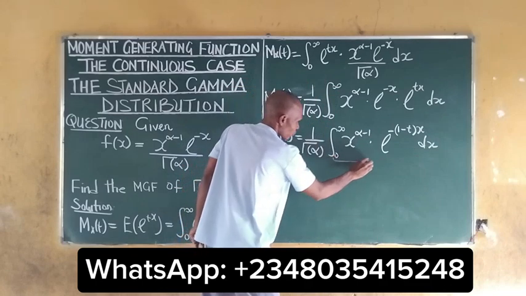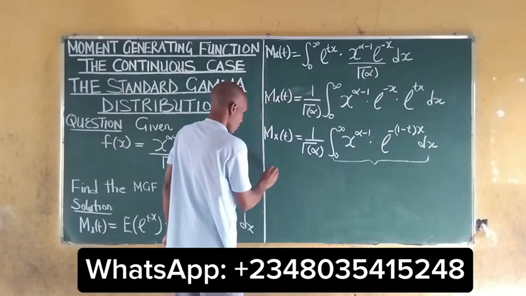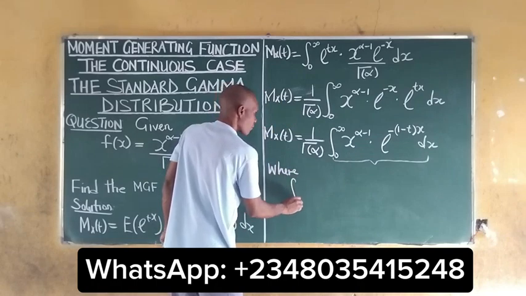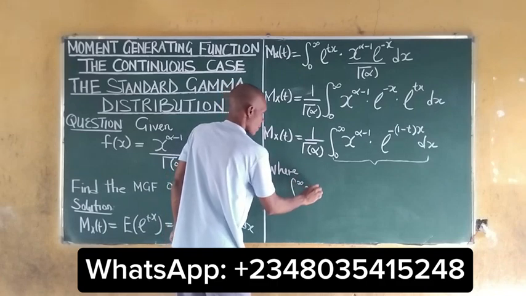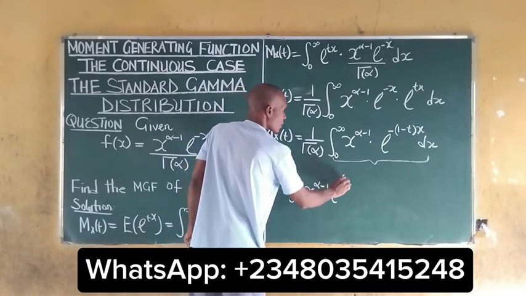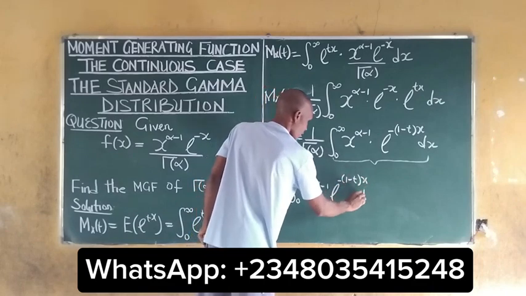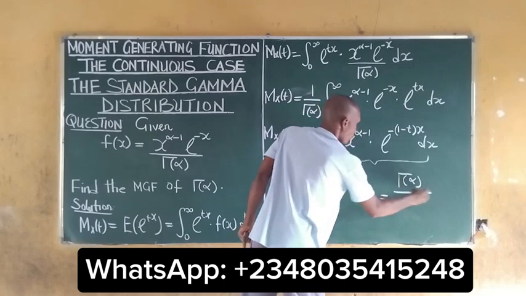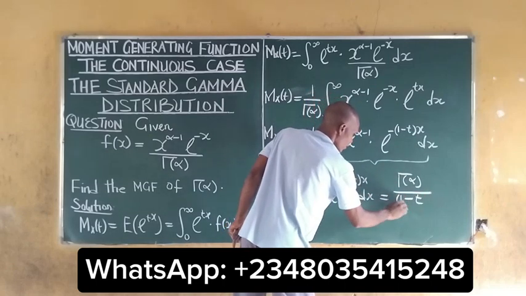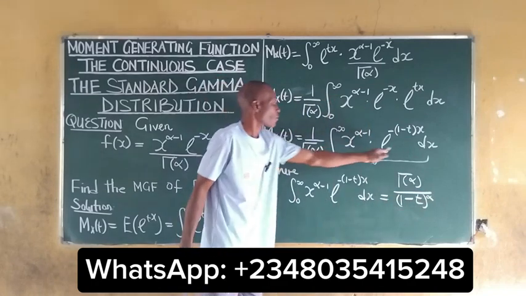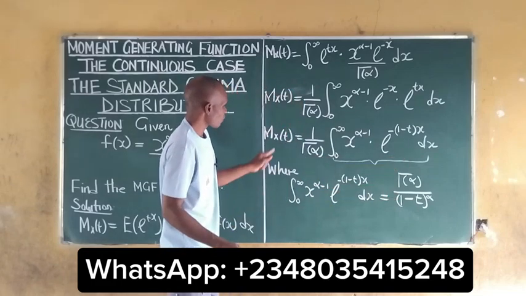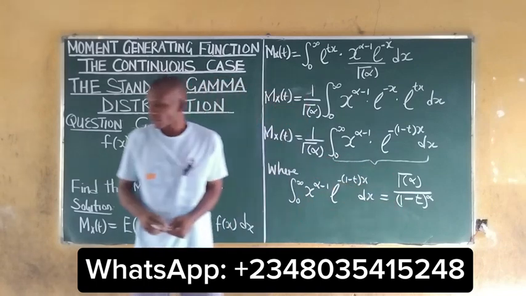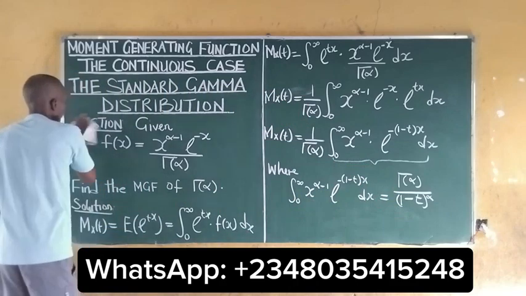So we will notice that this function here means something, where the integral from 0 to infinity of x to the alpha minus 1 exponential minus (1 minus t) x dx is equal to the gamma function of alpha all over (1 minus t) to the power alpha. So the whole of this function means this. The next thing to do is to combine the moment generating function, this, and multiply it by this function.